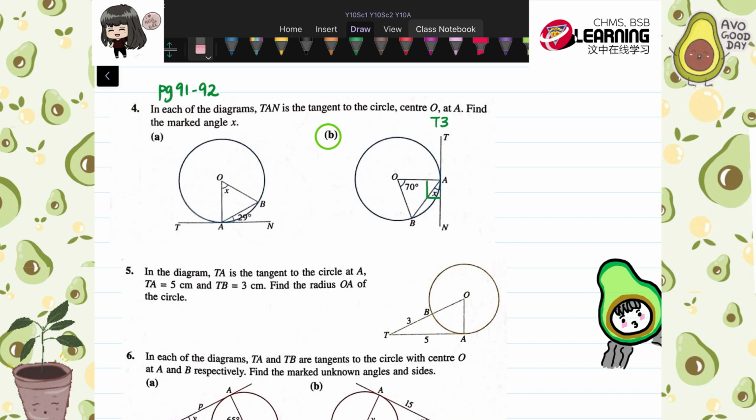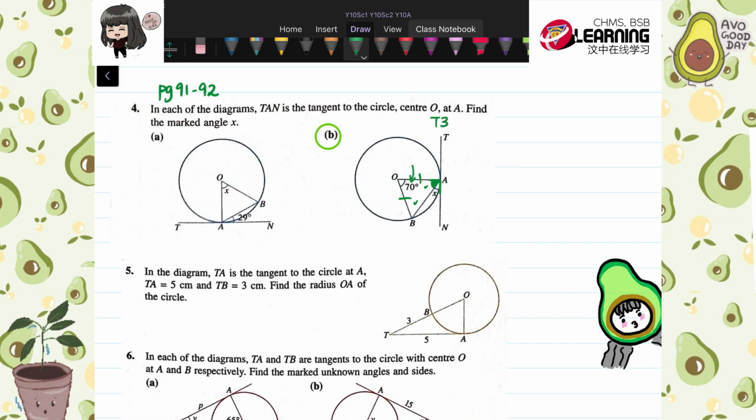If that is 90 degrees, we minus this angle here, then we can find our x. Because this is 90 degrees, we just need to find this angle here, this angle OAB. And these two are radii. If these two are radii, meaning to say that 180, when you minus this 70 and divide by 2, you will get these two angles.